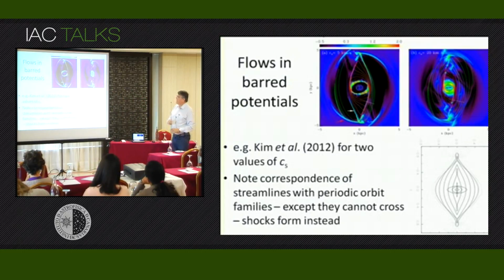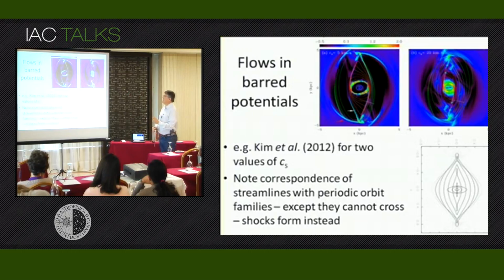And the shock forms here on the leading edge of the bar, which is pretty much where people have seen dust lanes in galaxies. And you've got this elongated structure perpendicular to the bar axis, which corresponds to the location of this X2 family, where flow stops. And the shock causes the gas to lose energy, and since it's asymmetrically distributed about the principal axis of the bar, it also loses a bit of angular momentum.